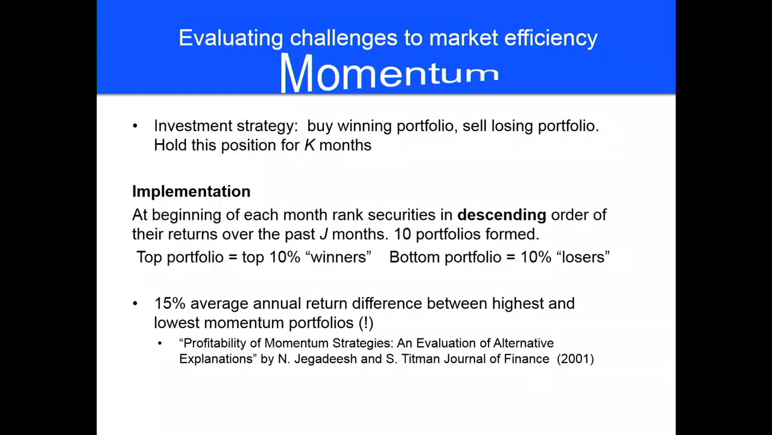So people have tested this hypothesis. At the beginning of each month, they rank securities in descending order of their returns. So the top one comes first and then the lowest ones. The top portfolio are the winners and the bottom portfolio are the losers. So what you do is you short sell the losers and you use the proceeds to buy the winning stocks. And so you end up with a 15% annual difference.